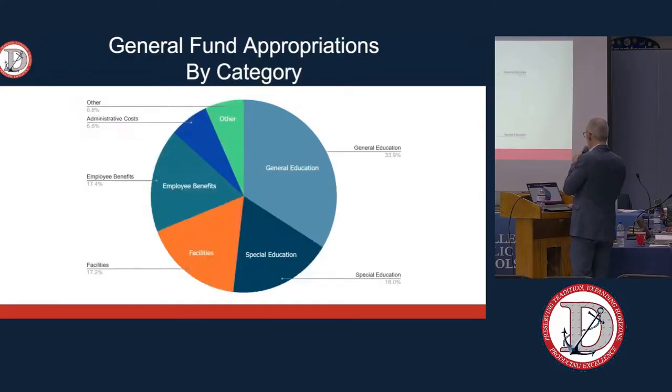And then by category, this is basically the information that I showed on the chart, but done as a pie chart. So you can see the share of general education, special education, facilities, benefits, et cetera.